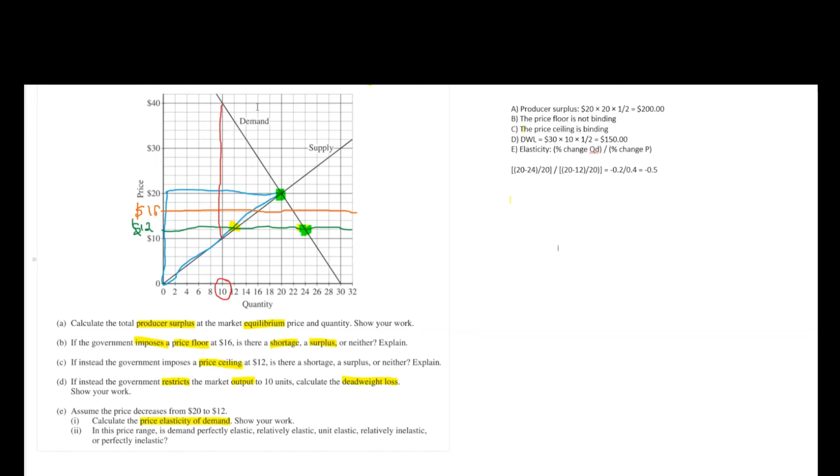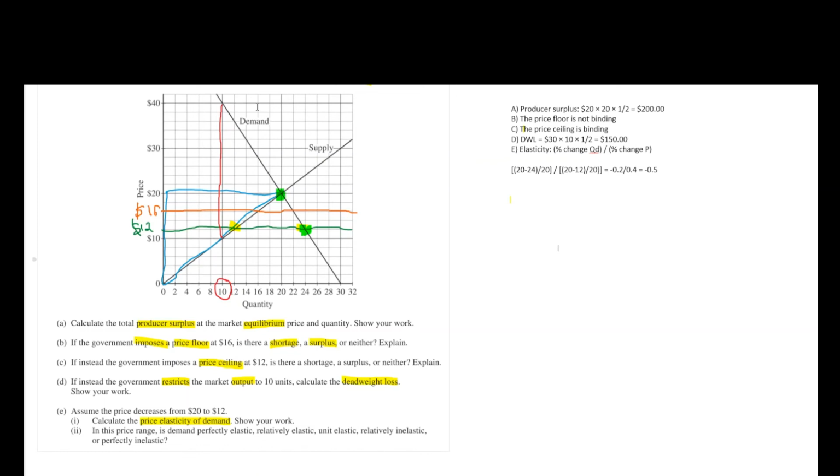Okay, so it says show your work. So I've written it down already. So 20 minus 24 divided by 20, divided by 20 minus 12 over 20. So we've got the percent change in quantity demanded on the top here and the percent change in price on the bottom. We get 0.2 over 0.4. It gives us 0.5 or 1/2.